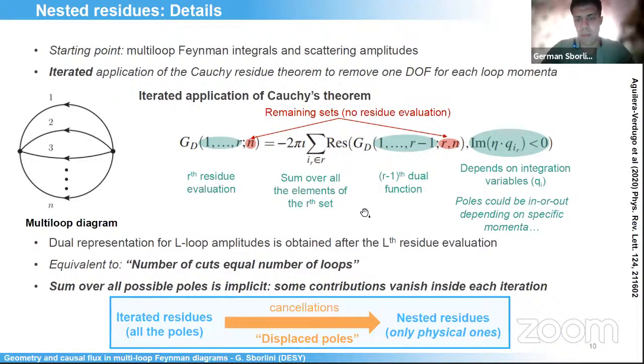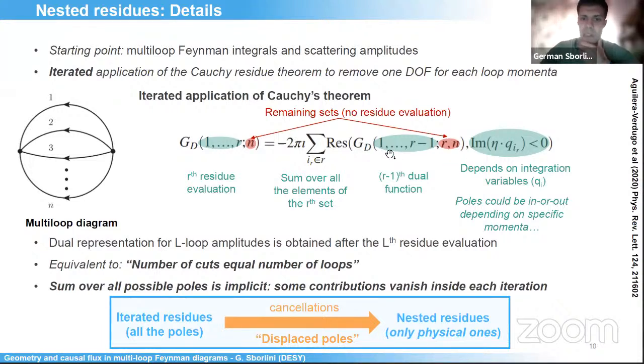So the next step is to define this iteration in a compact way. We have here a formula where essentially we define the residue of the dual. The dual is recursively defined by this equation. And in this part, where we put the imaginary part of this vector eta times q, we are selecting which component we are removing from the loop momenta integration. If we select this eta to be the vector (1, 0), then this prescription is equivalent to removing the energy component.